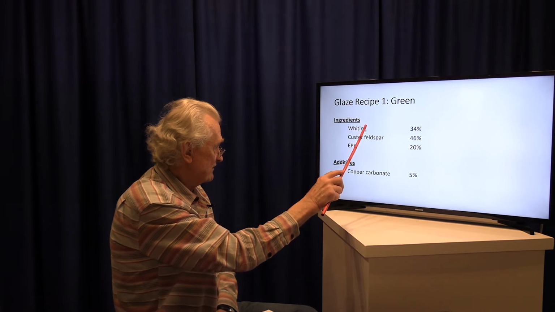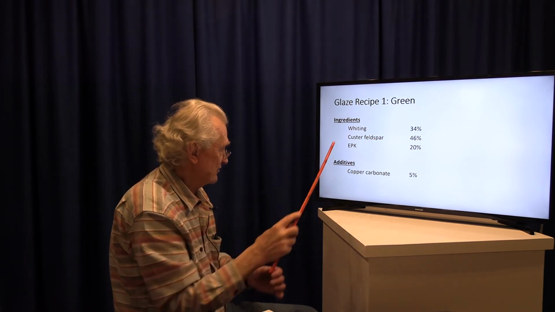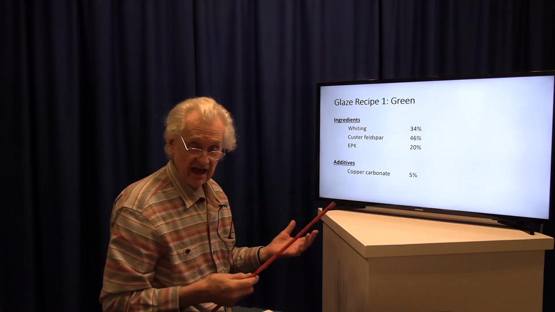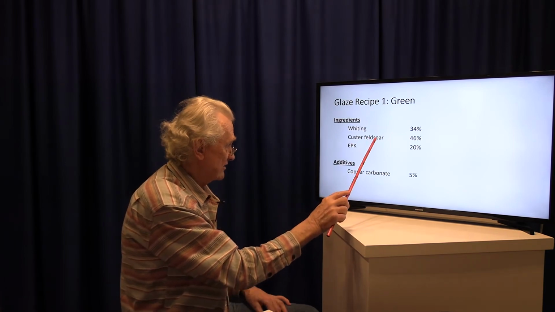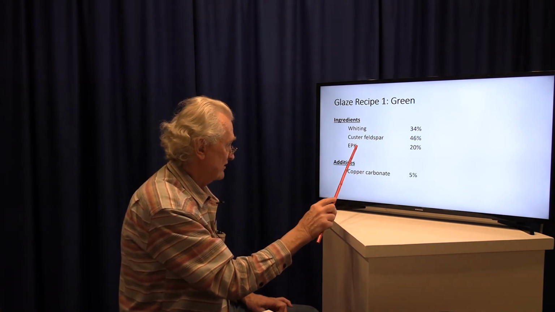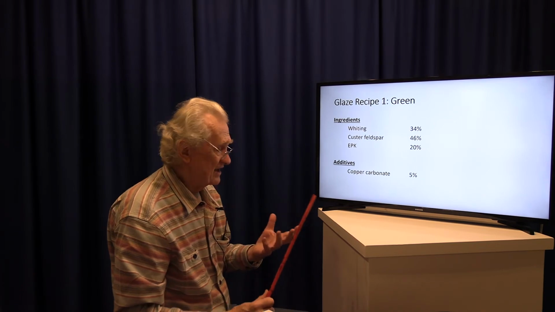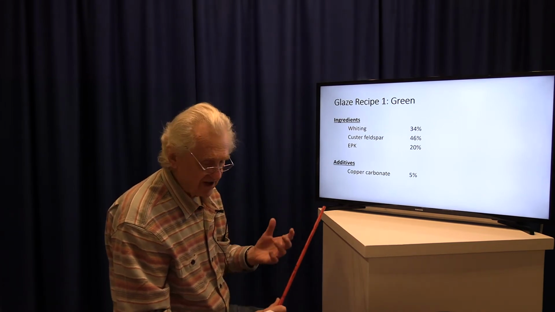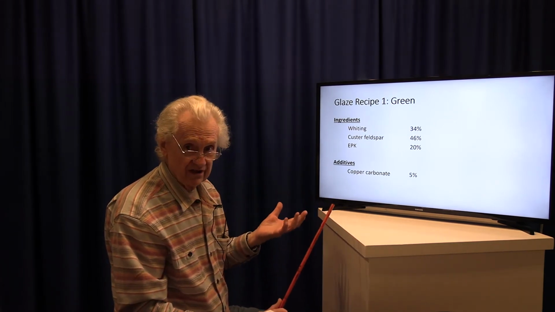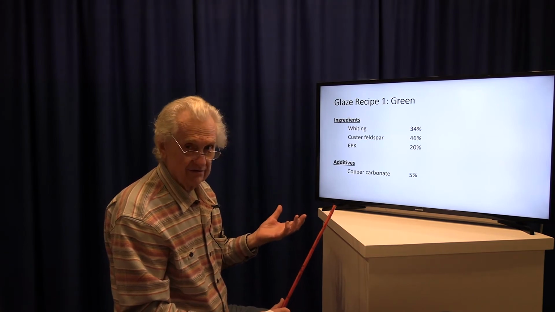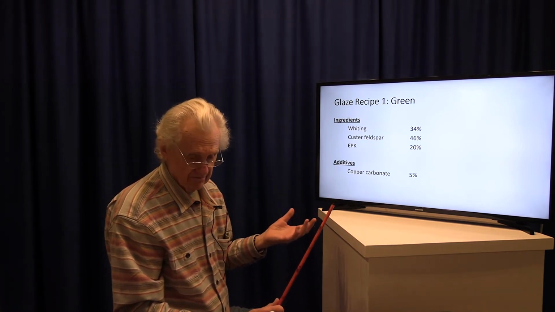So we mentioned that there's the flux, there's the stabilizer. Where's our silica? Where's our third category? Well, there is some silica in the custard feldspar, and there is some in the EPK, but not a lot. So there's a chance that if this is low in silica, it's going to be matte, very matte, and it is.